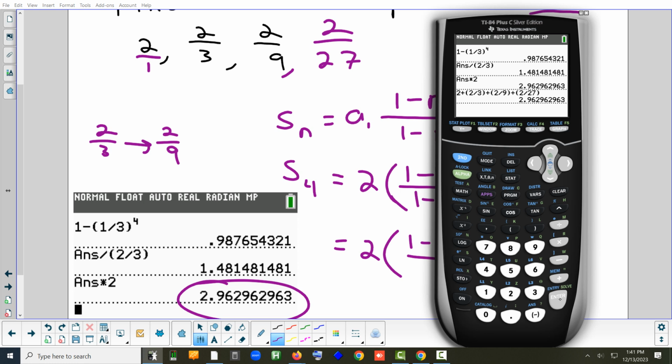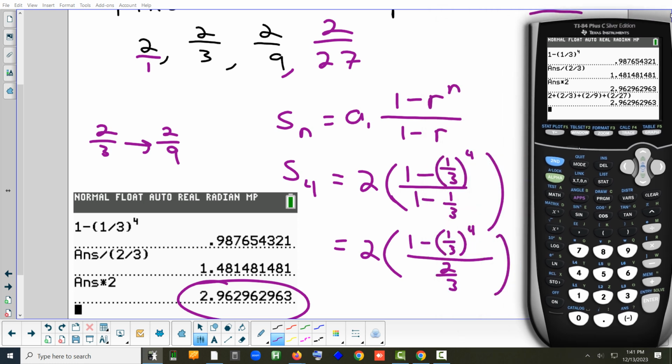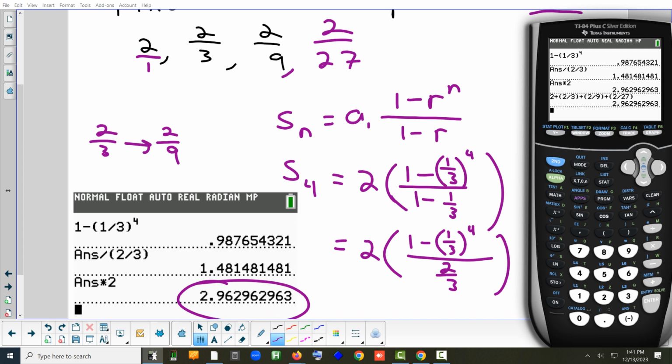So that formula gave us a quick way. Now, did it save us a ton of time with 4 terms? Not really. I could have just added these up pretty quick. But where it would save me time is if it said add up the first 500 terms. It's going to take a long time to type in 500 numbers and then add them up. Okay. Versus just putting the number 500 in and using your calculator.